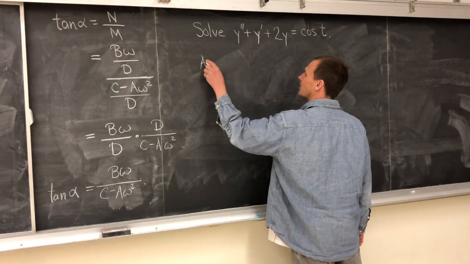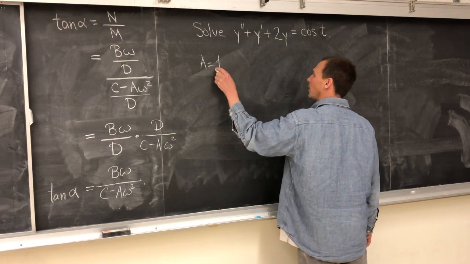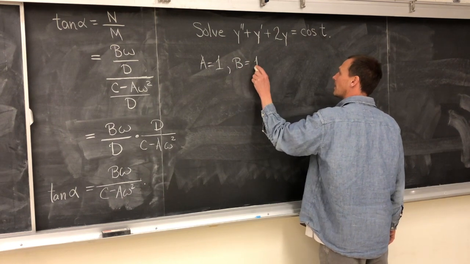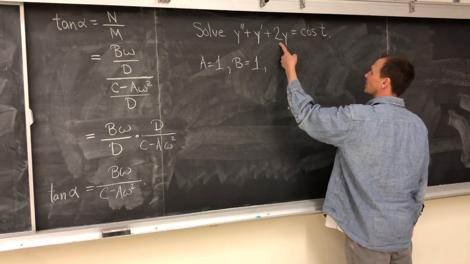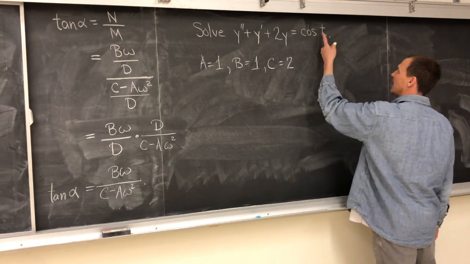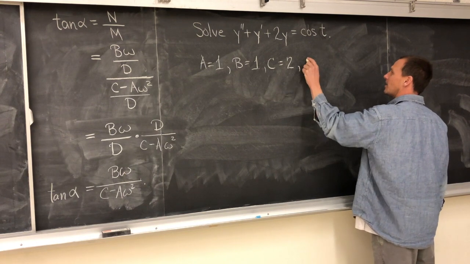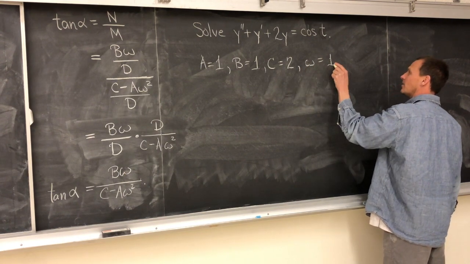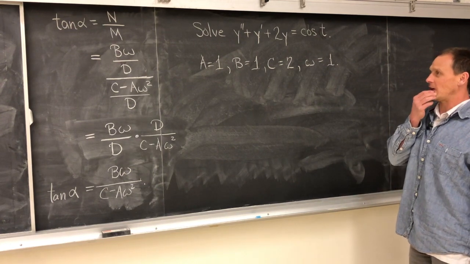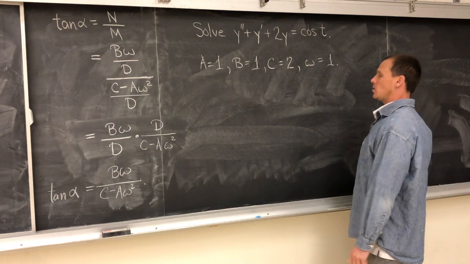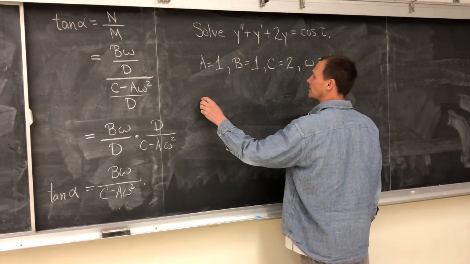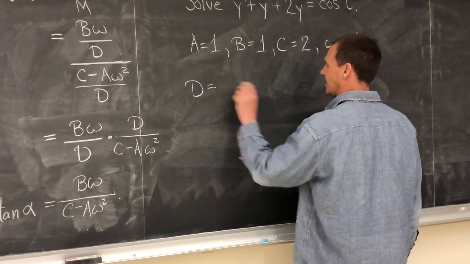We've got A, that's right here, that's 1. B is the coefficient on the y prime, that's 1. C is the coefficient on the y. And omega, it's tucked inside there, our omega is also 1. Lots of 1s and 2s. So let's do some calculations. We got a few calculations to do. Our first one is, let's find D.